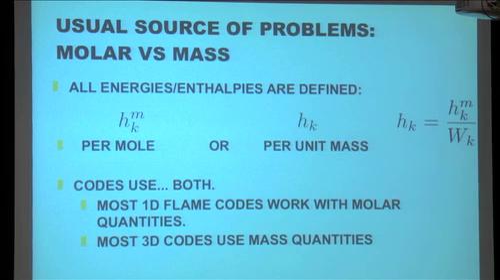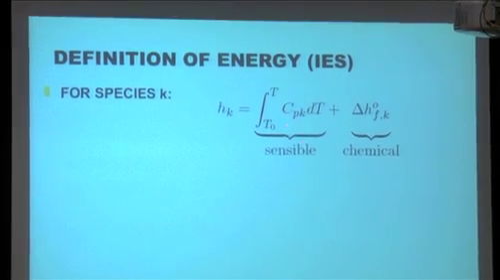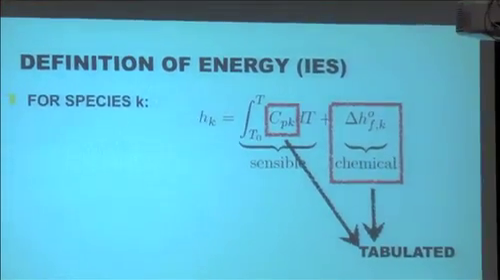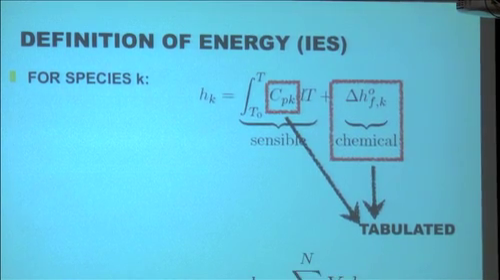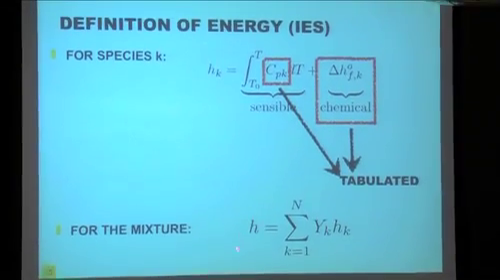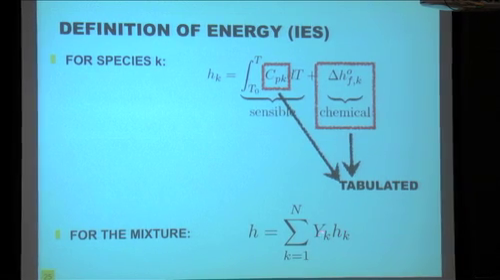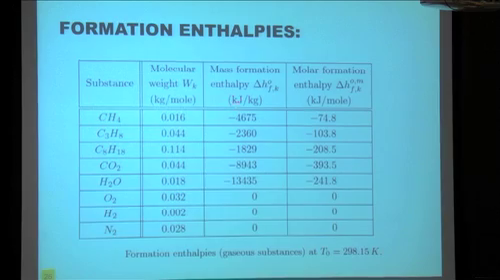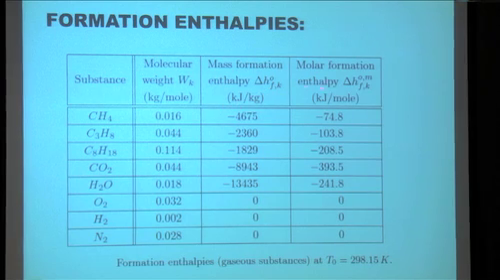And so in practice, depending on the code you have, you might have to fight with either molar or mass quantities. For the expression of the enthalpy, you remember it's the sum of the sensible enthalpy and the chemical enthalpies, the heat of formation. All these things are tabulated. You don't need to care about them normally. Just need to care that they are in the right unit for your code. And the enthalpy of the mixture is the sum over each species weighted by the mass fraction. Formation enthalpies are tabulated, so you can just get them in books. Just be careful whether they are mass or mole.